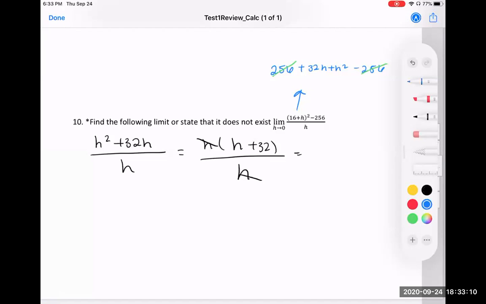So then I can apply the limit to that. The limit as h is approaching 0 of h plus 32, well, as h is approaching 0, we just substitute that 0 in. So I have 0 plus 32, we get 32.